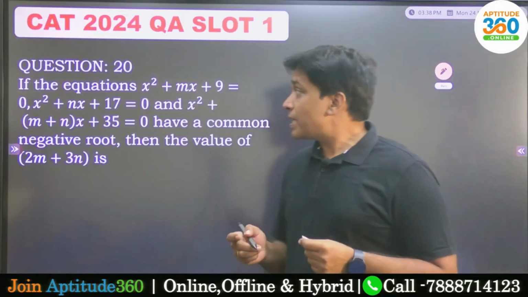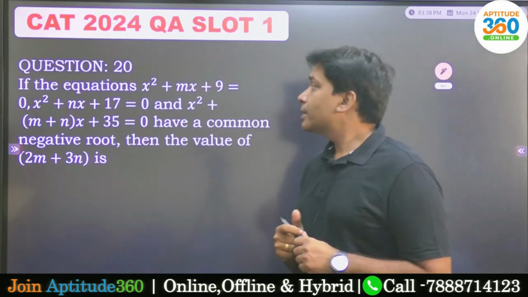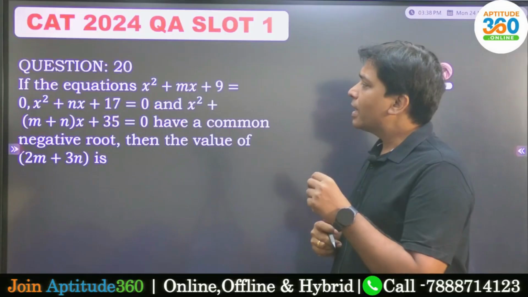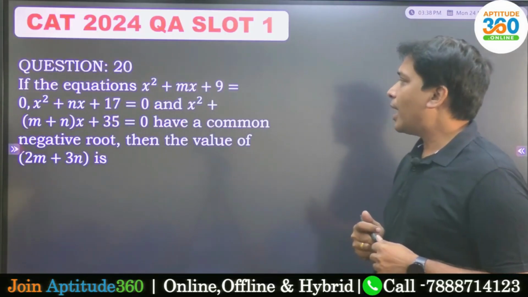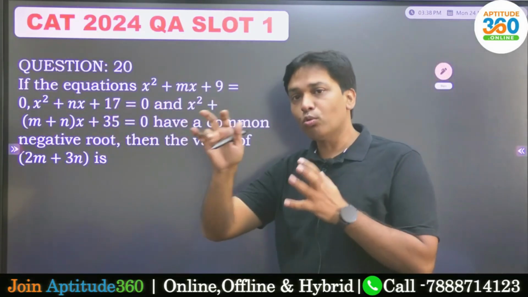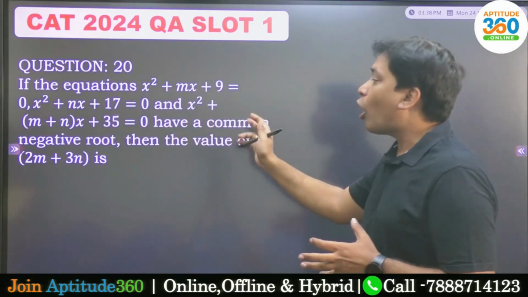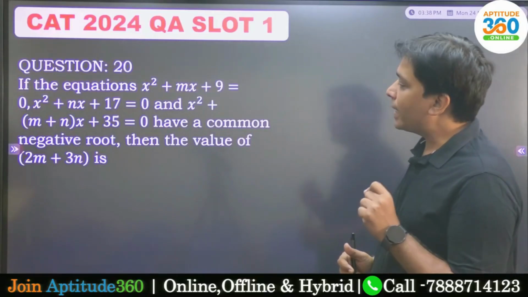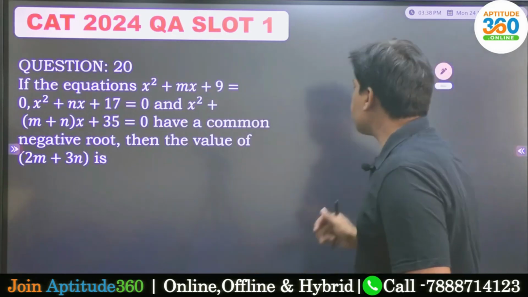Let us solve this question. It was asked in CAT 2024, slot 1. Question number was 20. It was from the quadratic equation topic. The problem says that if the equations x square plus mx plus 9 and x square plus nx plus 17, these two quadratic equations, and there is another one, have a common negative root, then the problem is asking you to identify the value of 2m plus 3n. It was a theta problem.